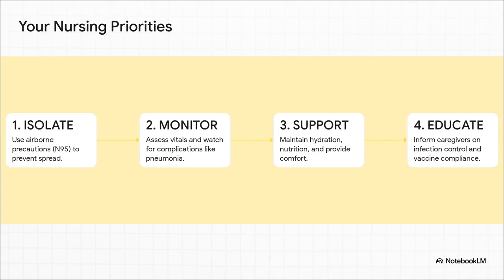That's it. So what does your nursing playbook look like at the bedside? It boils down to 4 priorities. Number 1, isolate. This is airborne, so that means airborne precautions, negative pressure room, N95 mask, the whole shebang, non-negotiable. 2, monitor. You're watching vitals like a hawk, looking for any sign of trouble, especially breathing problems. 3, support. That's your hydration, your fever control, your comfort measures. And 4, educate. This is huge. You have to teach caregivers about infection control and, when it's appropriate, about the power of vaccination.